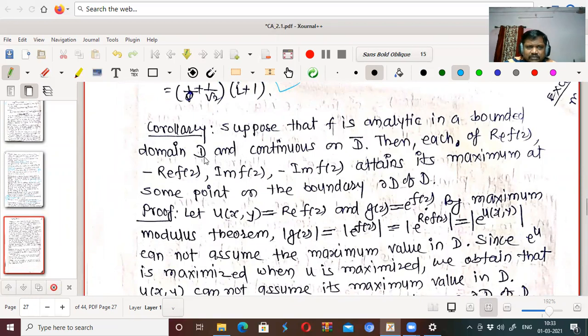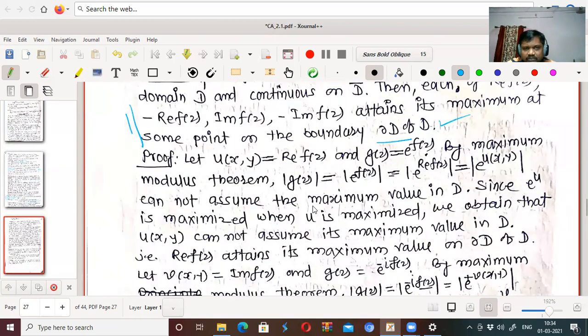Suppose that f is analytic in a bounded domain D and continuous on the closure of D. Then each of the real part of f(z), minus the real part of f(z), the imaginary part of f(z), and minus the imaginary part of f(z) attains its maximum at some point on the boundary of this D. So what we have proved is that the maximum value of |f(z)| is attained at some point on the boundary. In the same way, not only the maximum value of |f(z)|, but the maximum value of the real part of f(z), minus the real part of f(z), the imaginary part of f(z), and minus the imaginary part of f(z) also lies on the boundary.